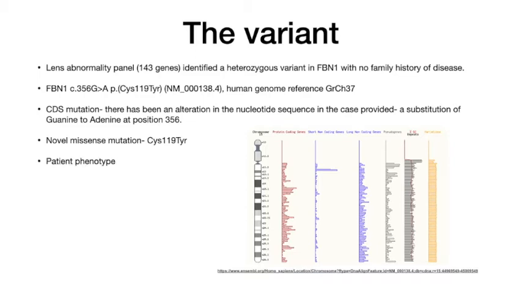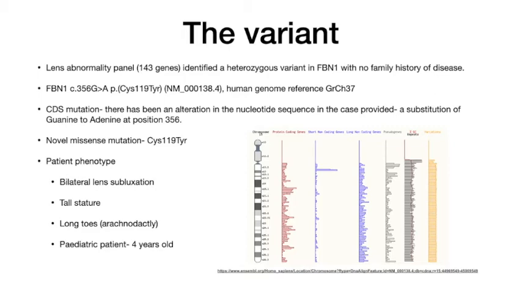Physical observations of the patient included bilateral lens subluxation, tall stature, and long toes. This was a pediatric patient presenting in the clinic with these characteristics at 4 years of age. The child is male. The FBN1 gene is a protein-coding gene located on chromosome 15.